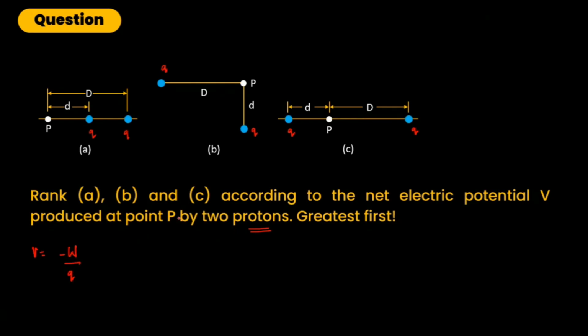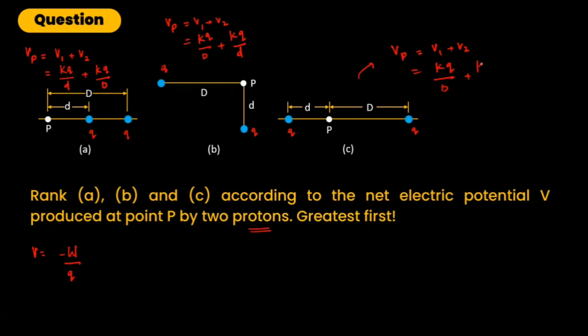So if you have to find out the potential at point P for the first problem, it is going to be potential due to first charge plus potential due to second charge. What is the relation for potential? KQ over R. So the first charge, it is going to be KQ over D. For second charge, it is going to be again KQ over D. So this is going to be for the first figure. Now for second one, potential at point B is again going to be V1 plus V2. V1 is given by KQ over D plus V2 is given by KQ over small d. For this relation as well, potential is going to be V1 plus V2, which is equal to KQ over capital D plus KQ over small d.